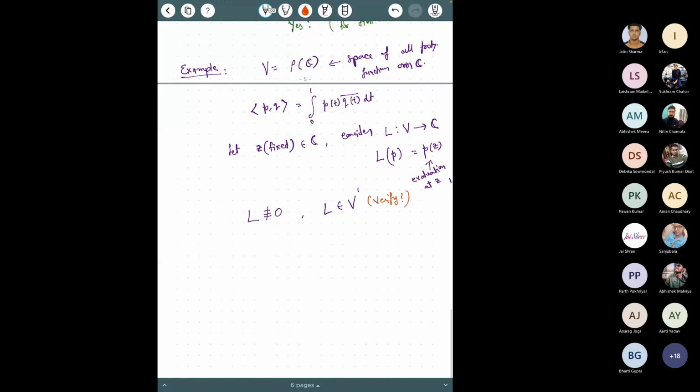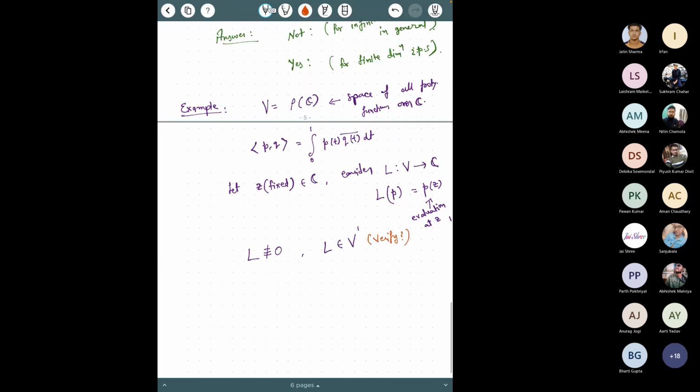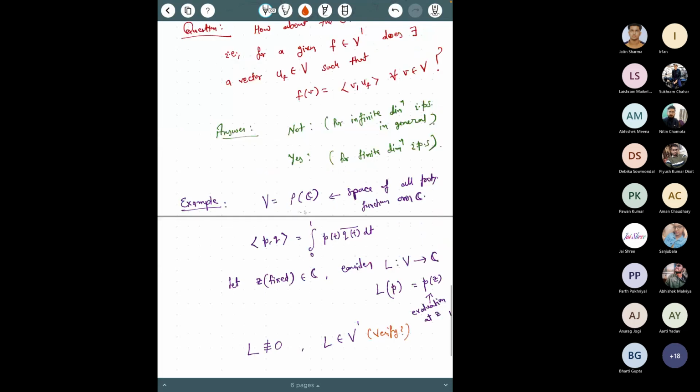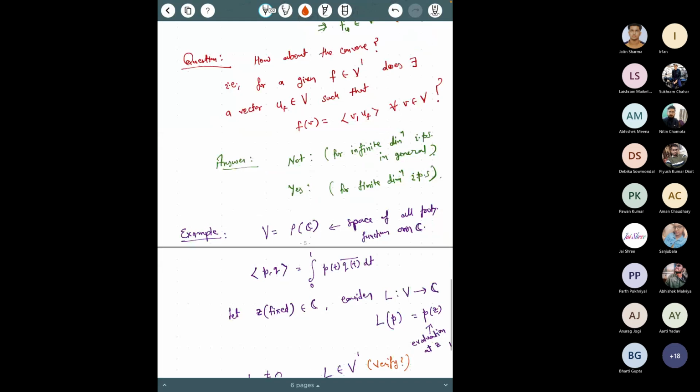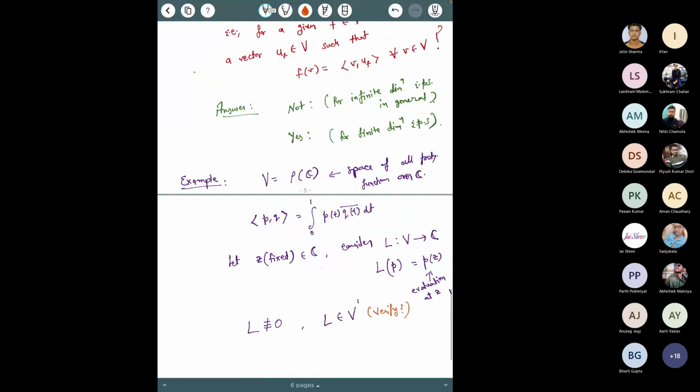Okay. Now the question is, can we find... If I look at this question again, can I find a u such that this f of v, which is now L of v here, is equal to the inner product of v comma u for all v? So the question now again is, does there exist a polynomial?